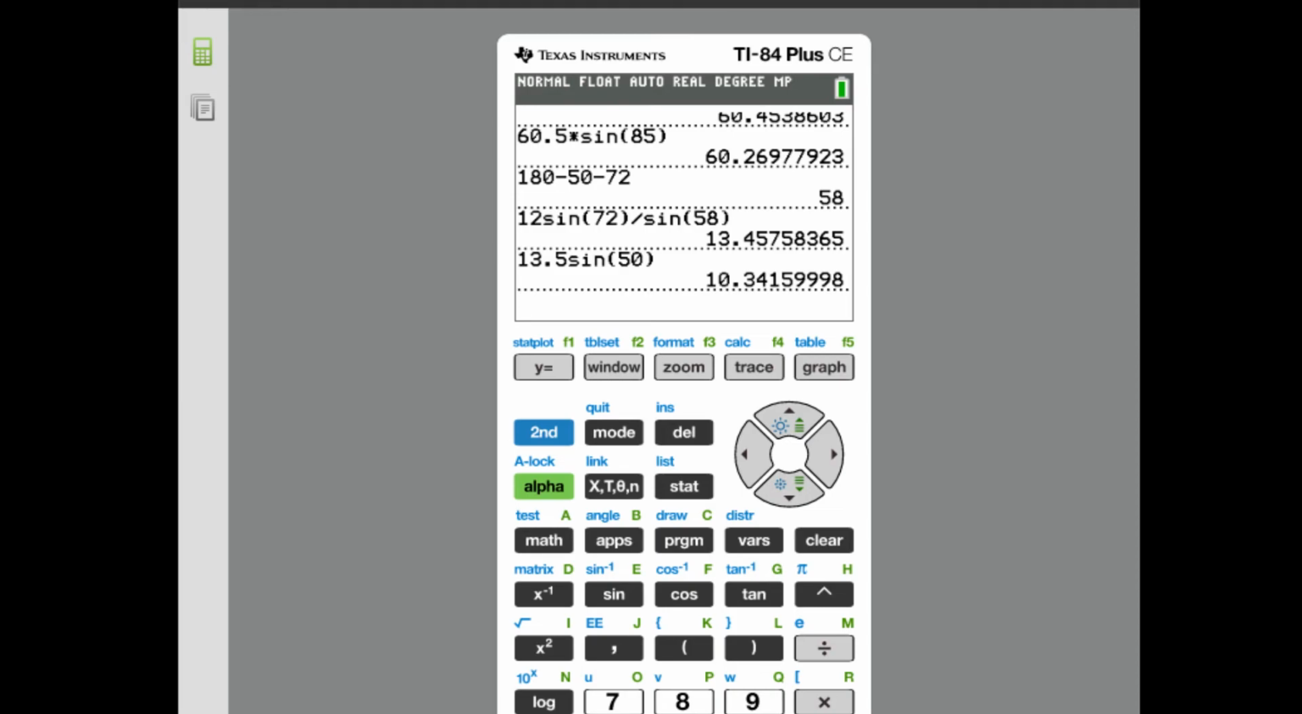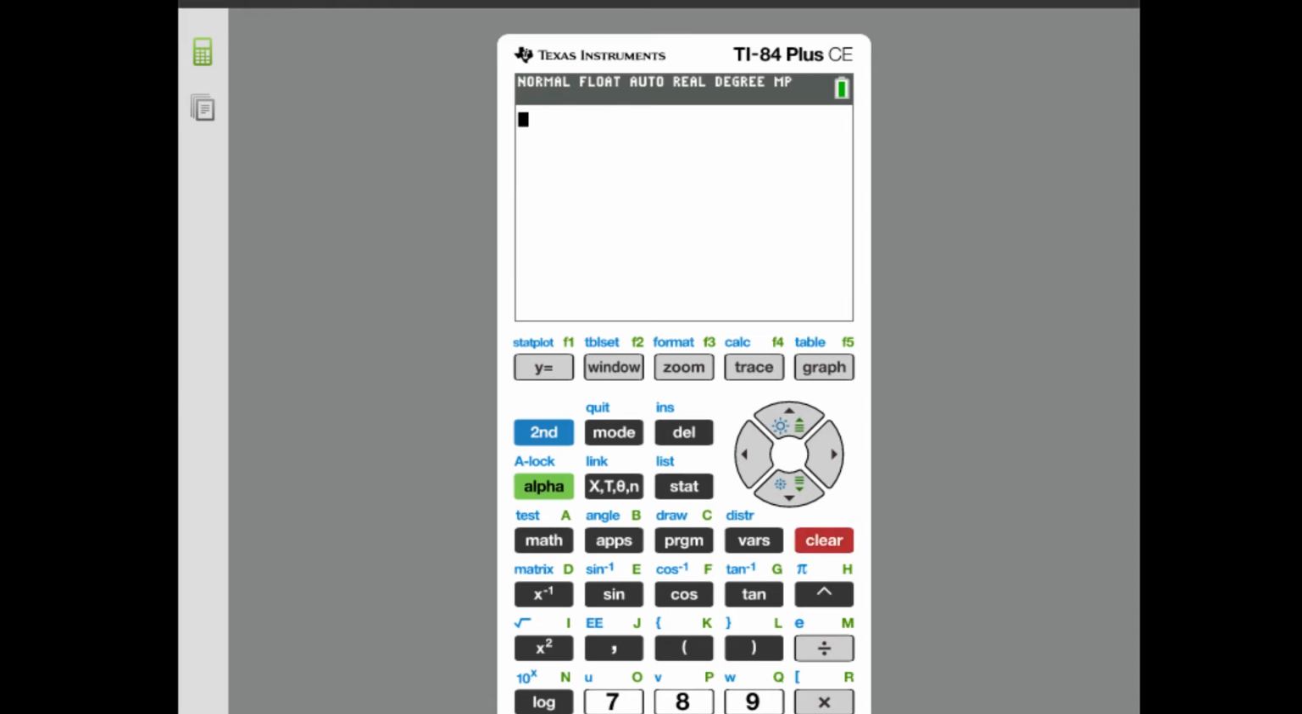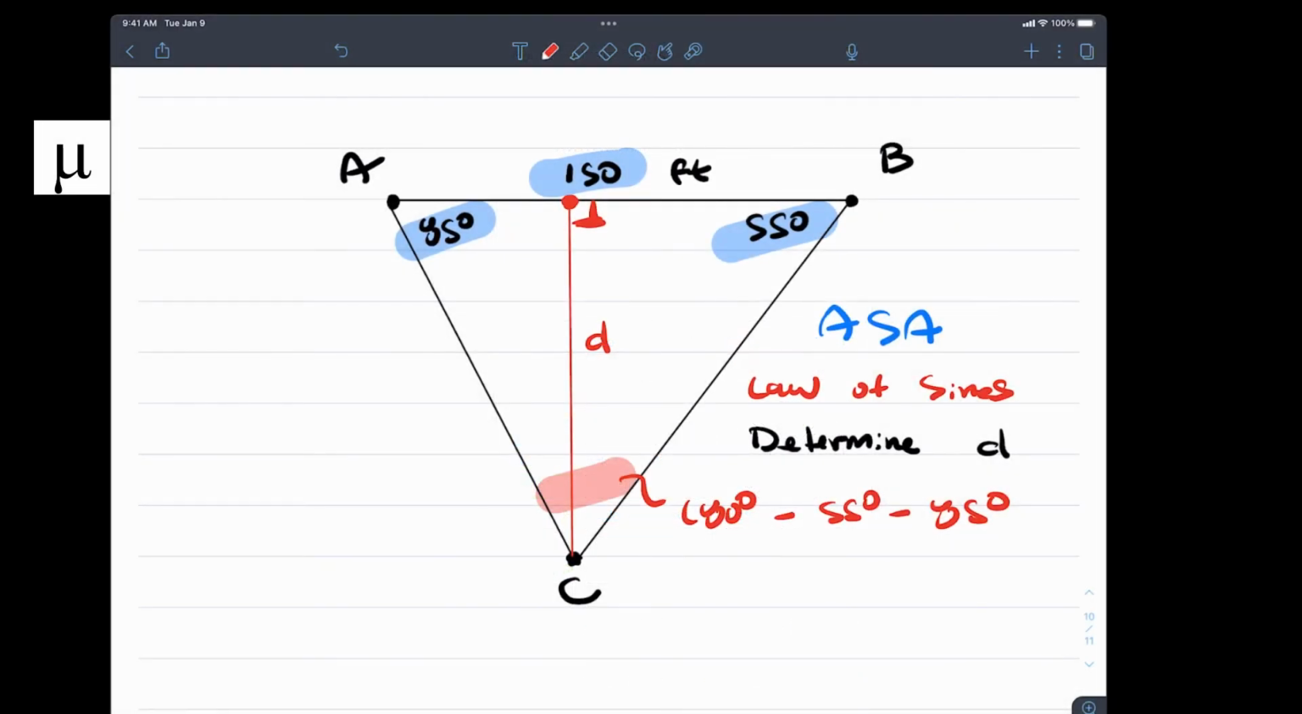We're finding by law of sines that missing side. So let's clear this out. 180 minus 55 minus 85. This is now going to be what? 40 degrees. Okay, you guys okay with that one? That's 40 degrees there.